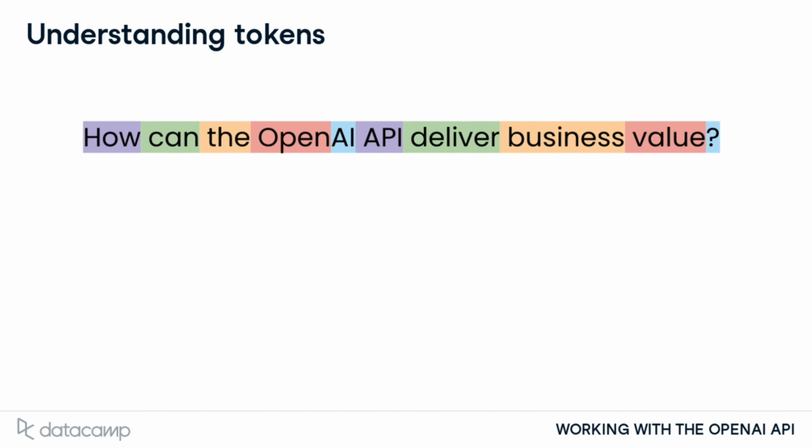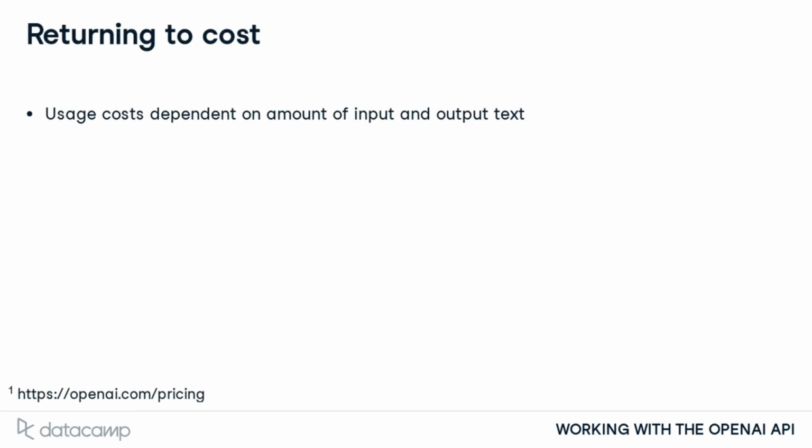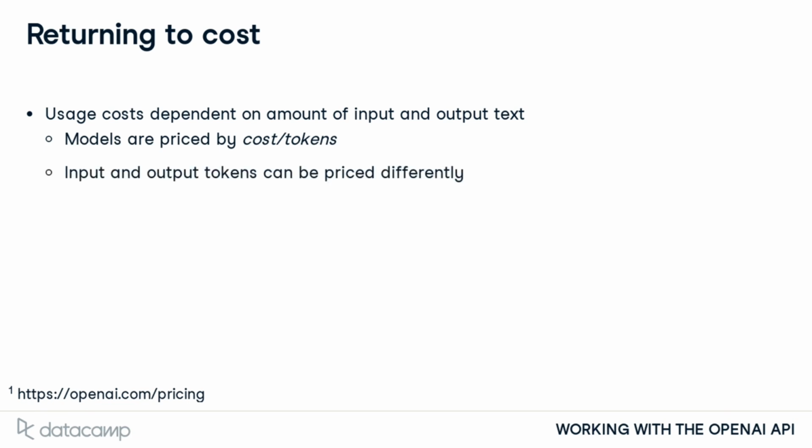Tokens are a unit of one or more characters used by language models to understand and interpret text. Here we can see how the model would encode this sentence as tokens to process it on input. Recall that the API usage costs are dependent on the model used and the amount of input and output text. Each model is actually priced based upon the cost per number of tokens, where input and generated tokens can be priced differently. So increasing max tokens will likely increase the usage cost for each request.